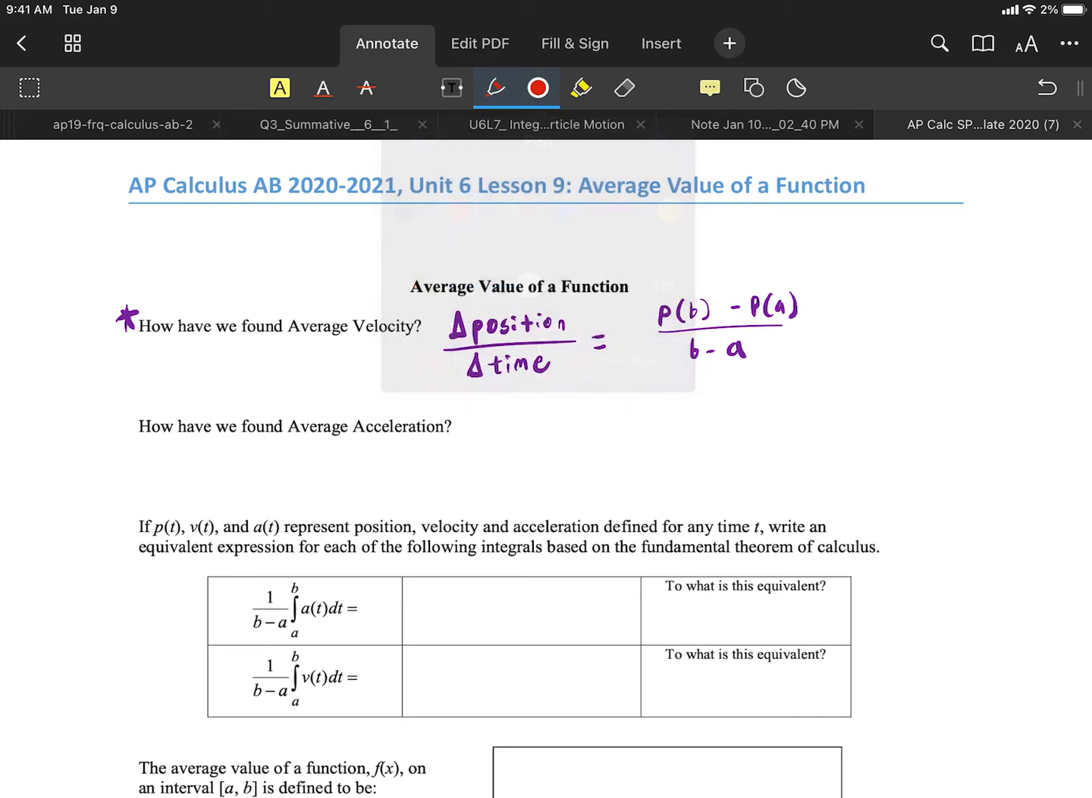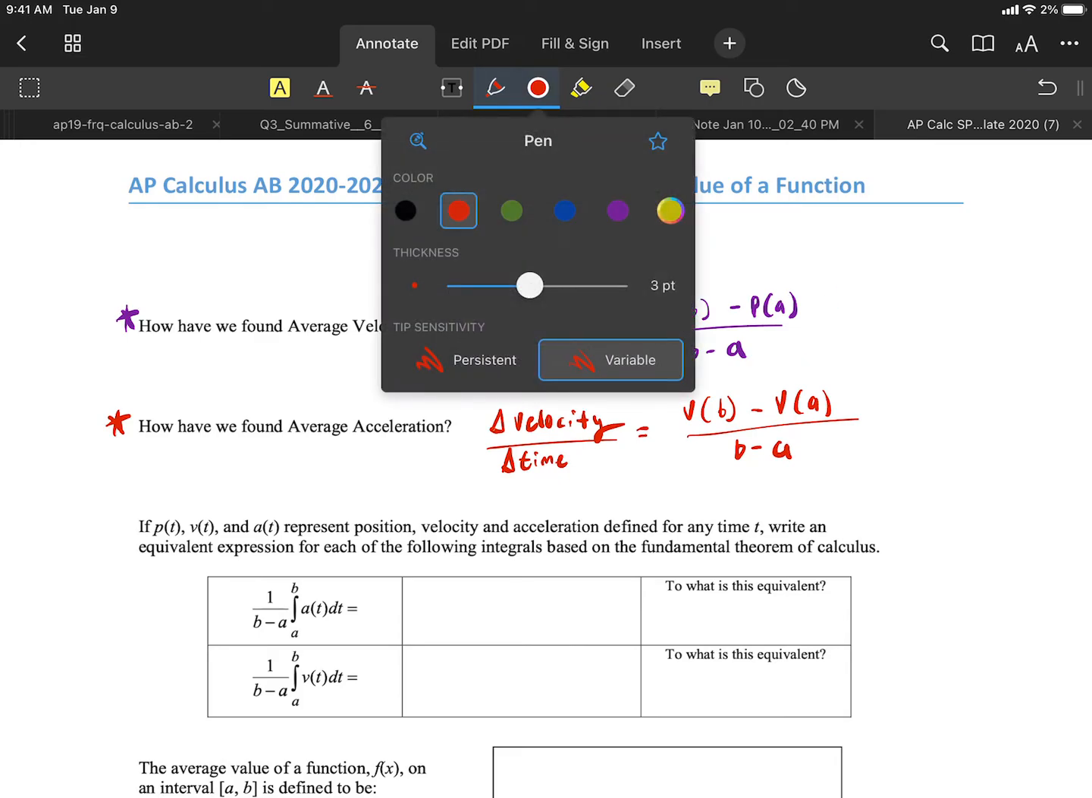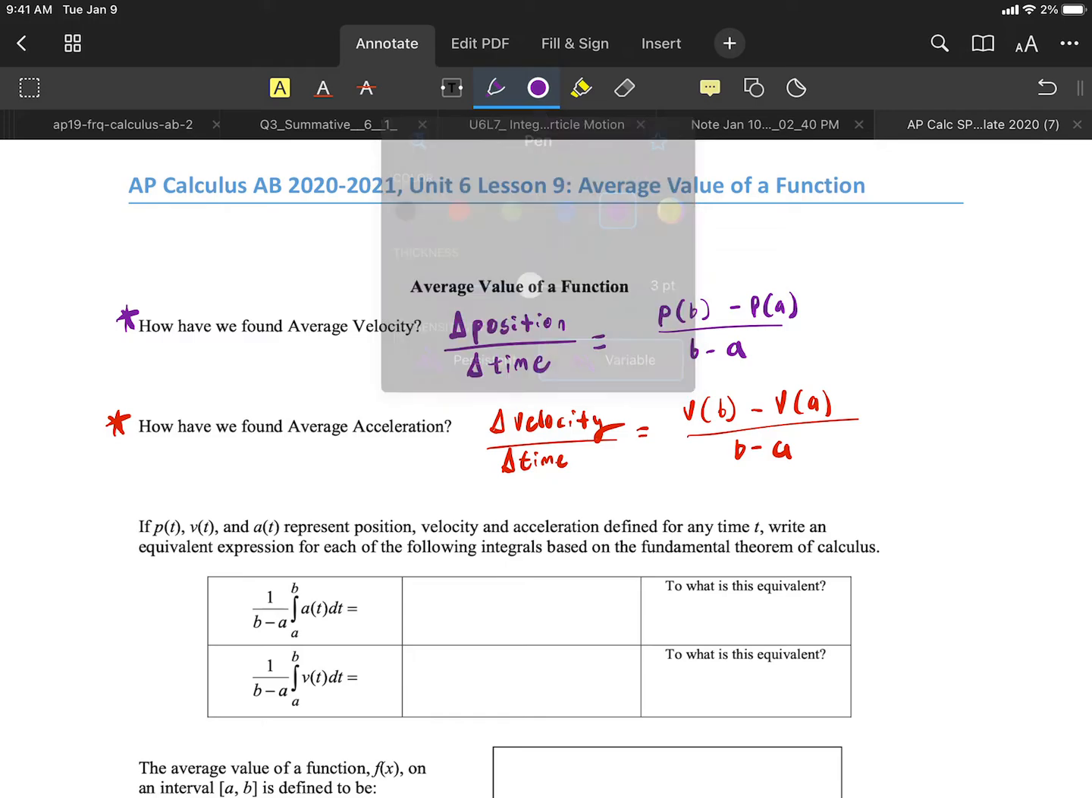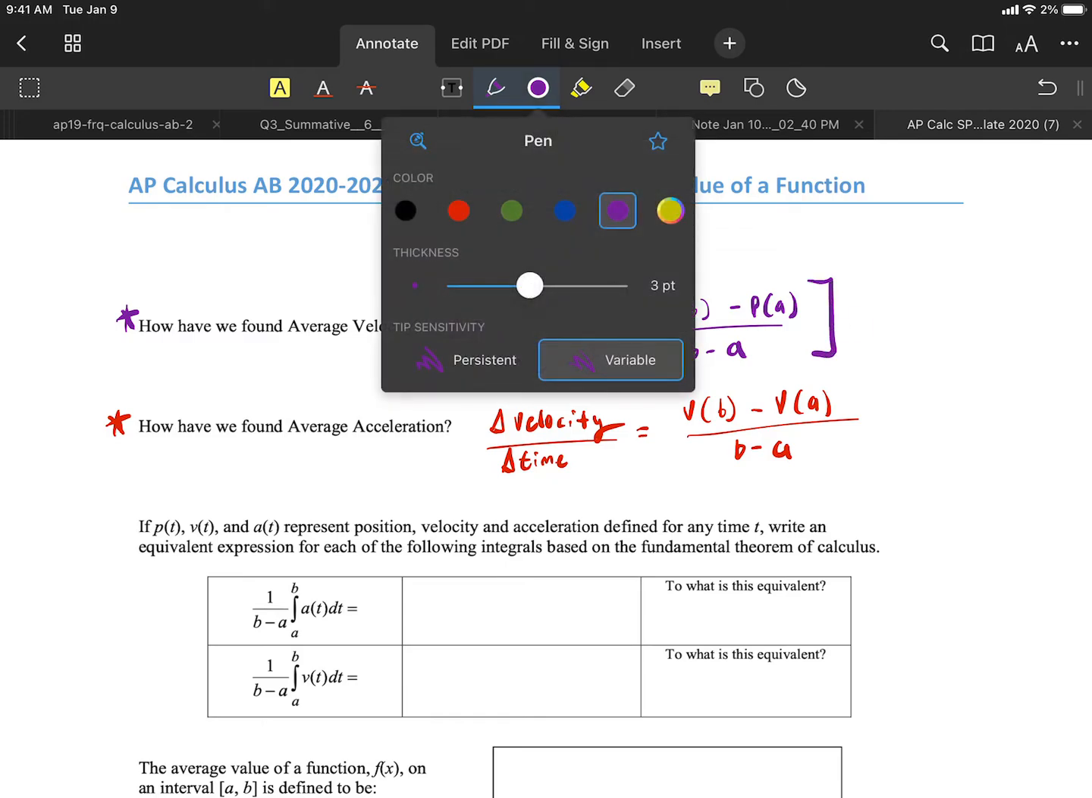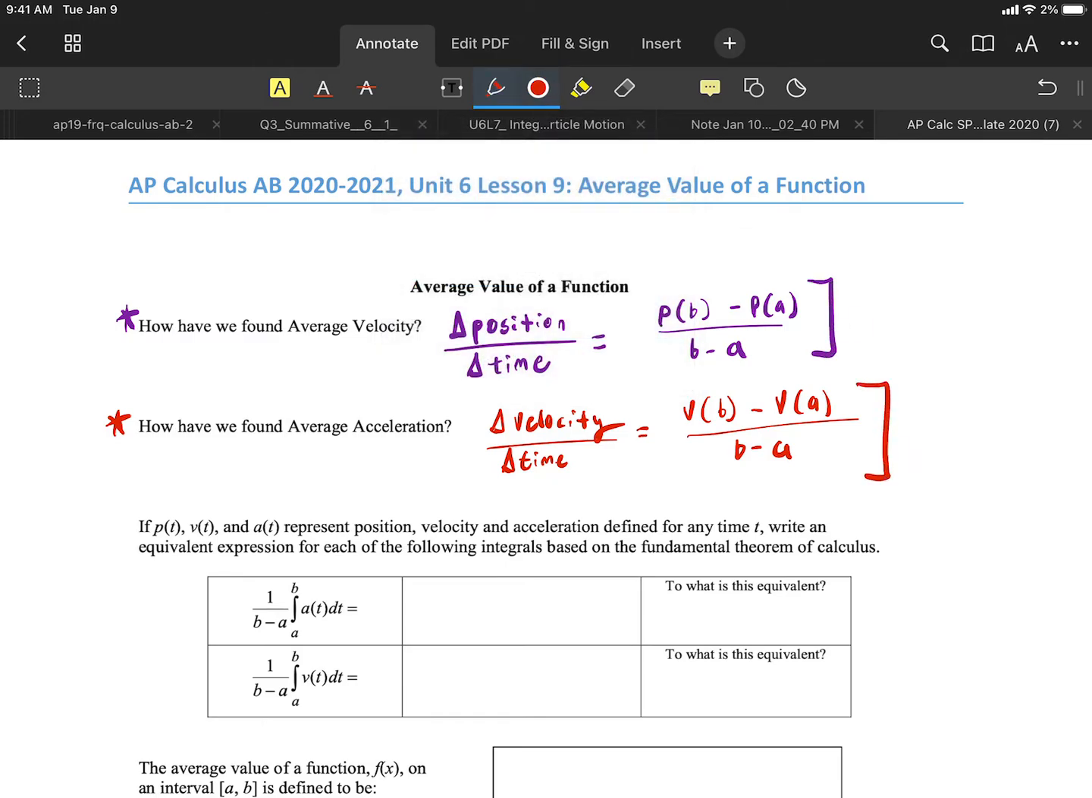Versus if I wanted to find average acceleration, well, acceleration is change in velocity over time. It's the change in velocity over time, and this would be equal to the ending velocity minus the starting velocity all over the change in time. And so if you think about these here, at least the top part looks a lot like the result of the fundamental theorem of calculus.